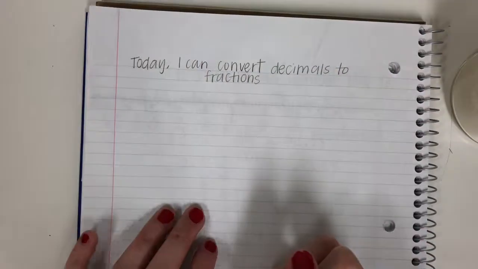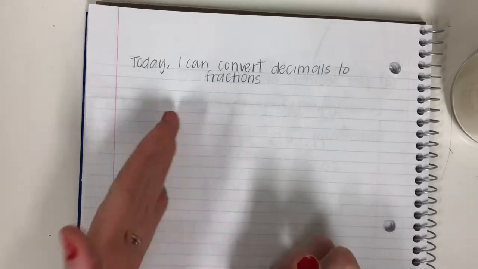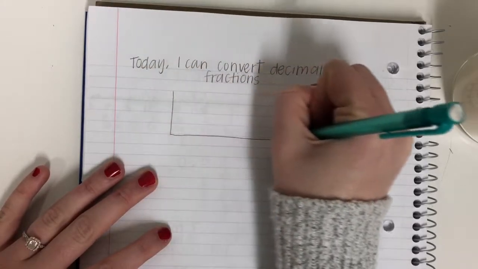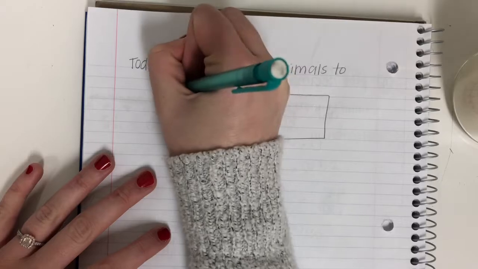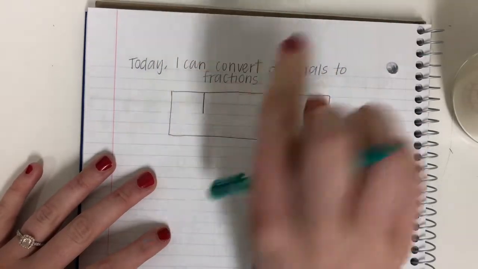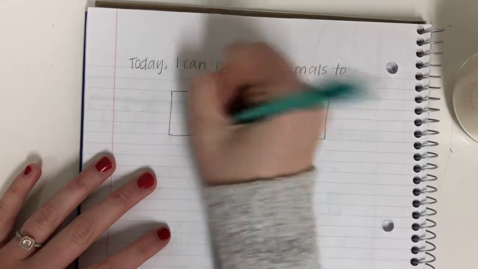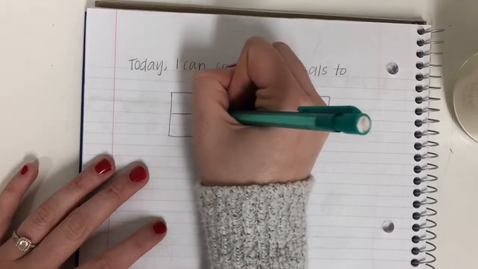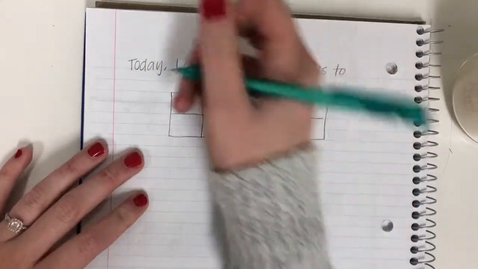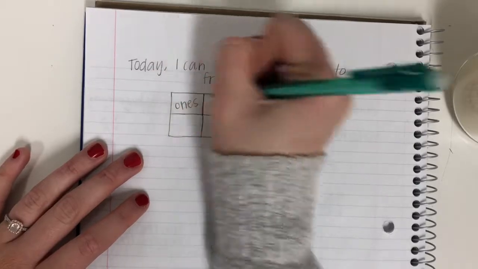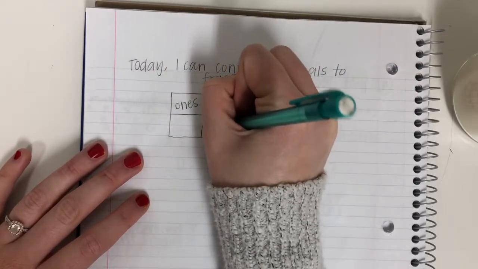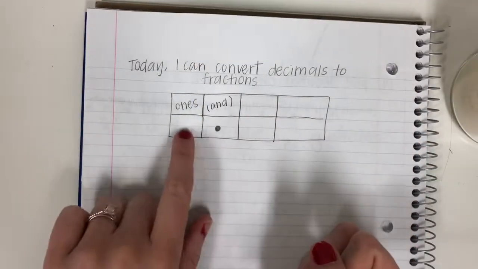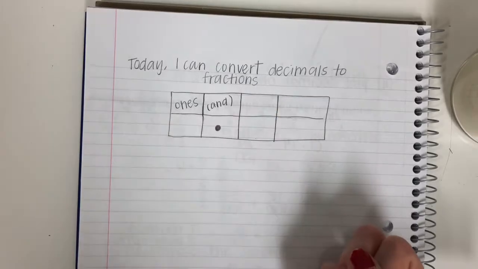Okay, really quickly, let's draw a place value chart just so that we remember what each place value means. So I'm going to draw a box. Let's do 4. So 1, 2, and 3. And let's split it in half. Okay, so we have our ones. And then we have our decimal. And we say the decimal as "and". So if we had a whole number, it would be like 1 and 23 hundredths or something like that.